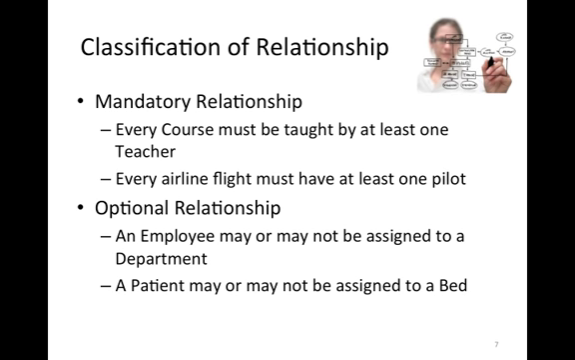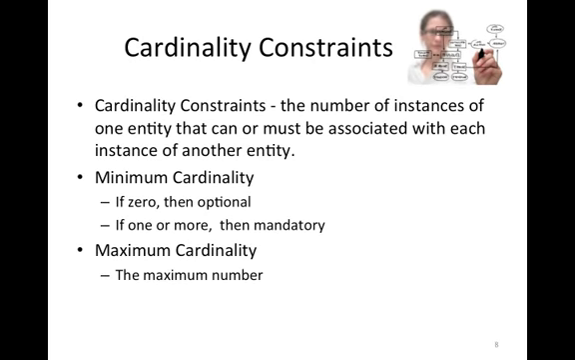Not every teacher must be assigned to a course. So if you're a teacher on sabbatical or doing a special project, not every teacher in the system would have to be assigned to a course, but every course must have a teacher. And cardinality identifies the number of instances of an entity that can be associated with something. If it's mandatory, then we must have at least one. But if it's optional, we can have 0, and we can have a maximum cardinality.